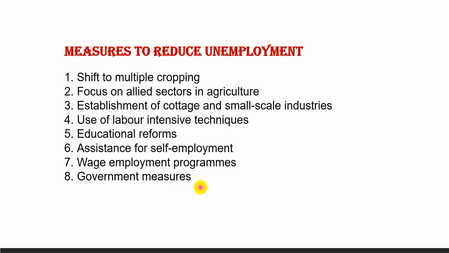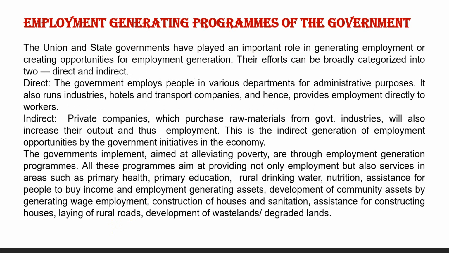Government measures. Here we'll discuss the different programs the government has implemented that enabled people to get employment. That is called employment generating programs of the government. The union and state governments have played an important role in generating employment or creating opportunities for employment generation. Their efforts can be broadly categorized into two: direct and indirect. What is the direct?